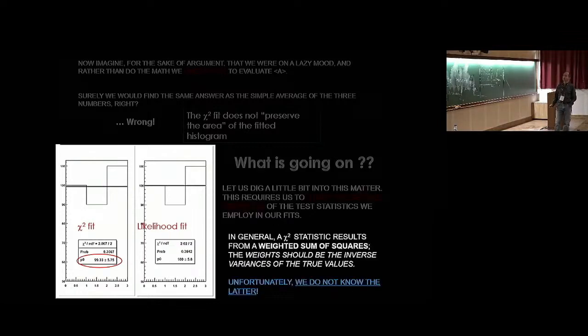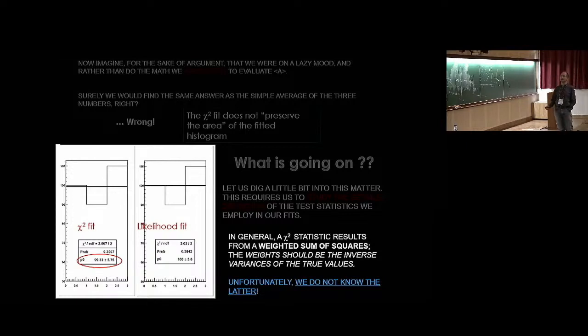In general, when you have a chi-squared statistic, that is the sum of squares weighted by the inverse variances, right? So the weights are the inverse variances of the true values. That's what they should be, because you want them to count more if they are precise. The true variances are what play into the weight. But we don't know the variances of the true values. We have estimates of the variances.